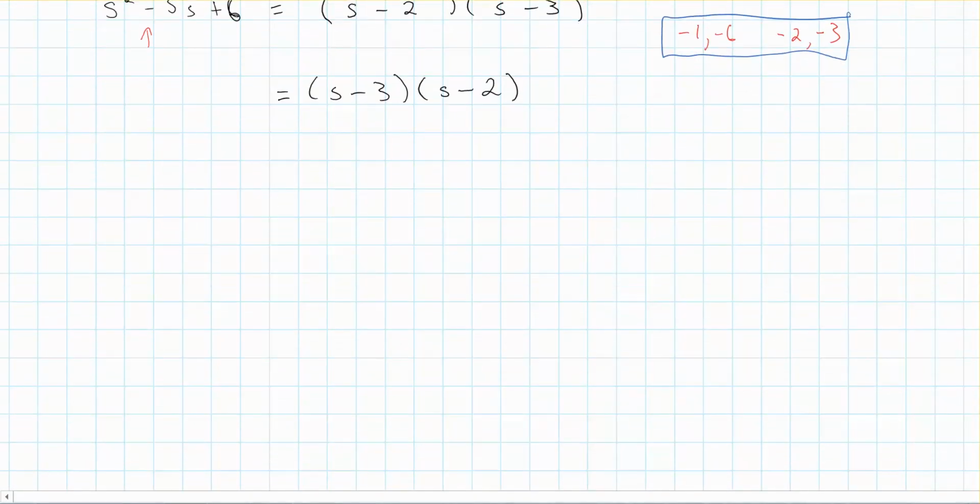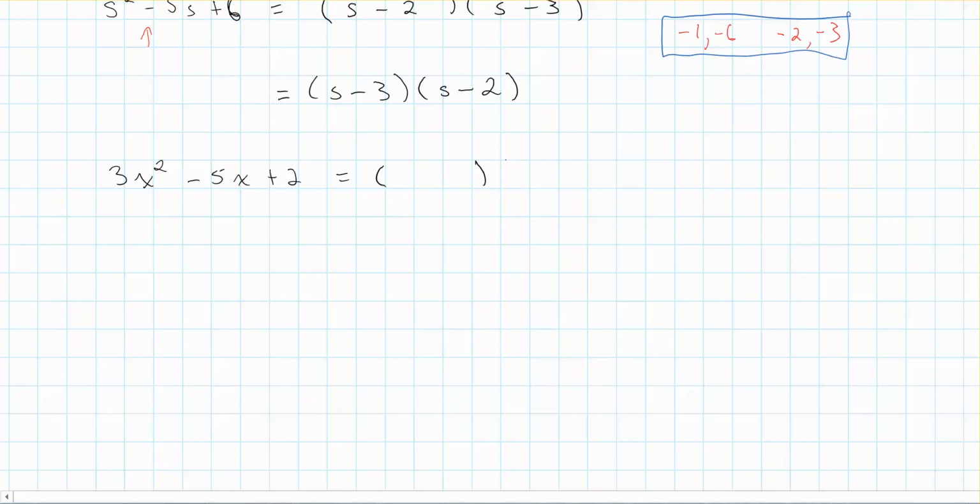Okay, now let's look at one that's slightly more challenging, and this is 3x squared minus 5x plus 2. Alright, well this is going to factor, or hopefully it factors. That's what we're trying to do.